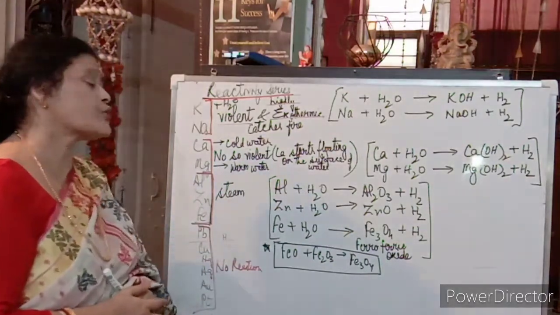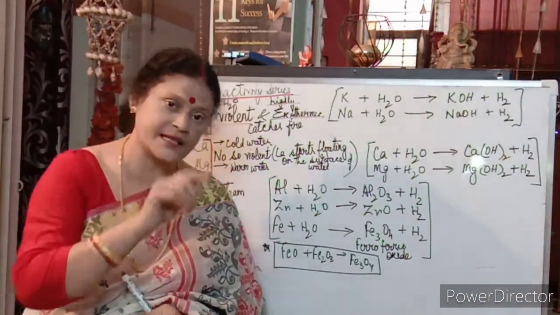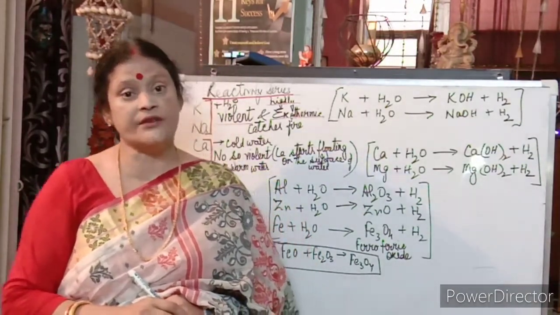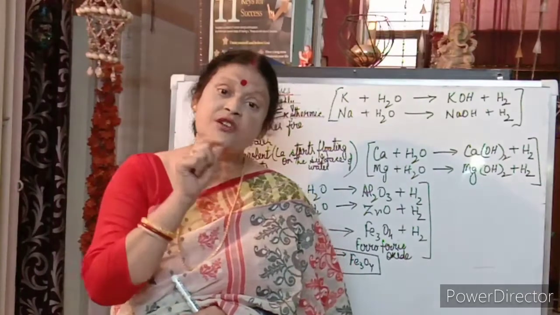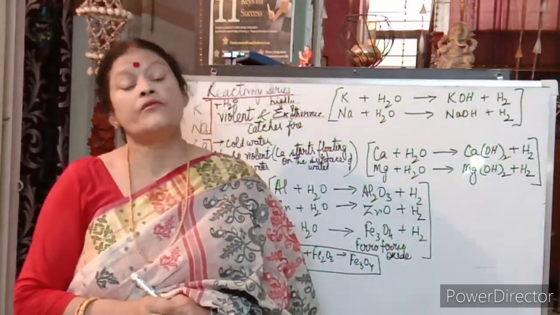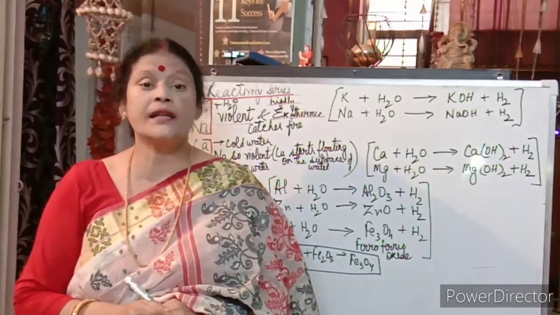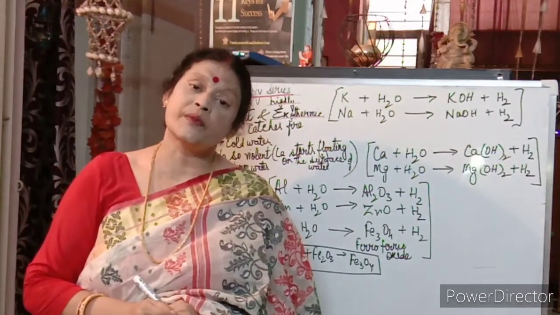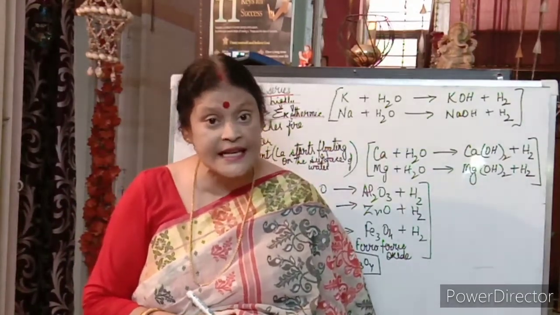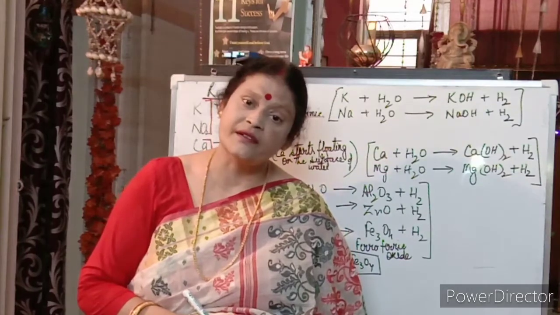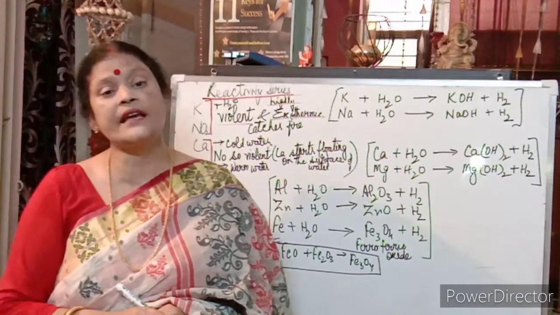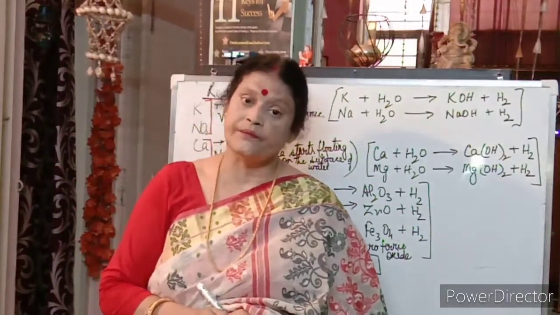If I'm talking about sodium and potassium, they have one valence electron in their outermost shell. That means they are very highly reactive. So when potassium and sodium react with cold water, they react very vigorously and violently. That is a highly exothermic reaction, a lot of heat energy is released and they catch fire. So sodium and potassium are highly violent in reaction with water.